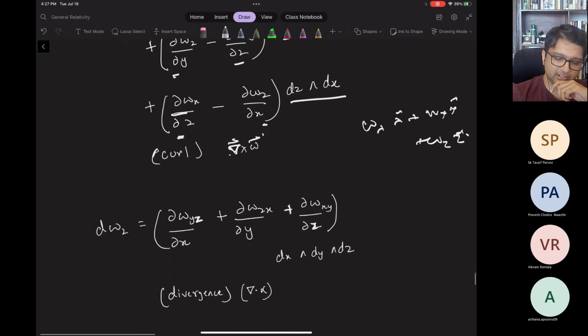And similarly, if we take d omega 2, now we're differentiating a 2 form, so we'll get a 3 form, and there's a unique basis element for a 3 form, which is dx wedge dy wedge dz.